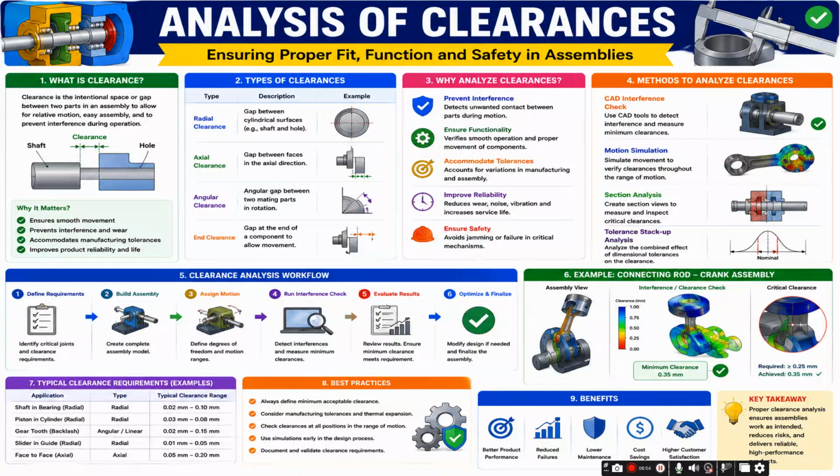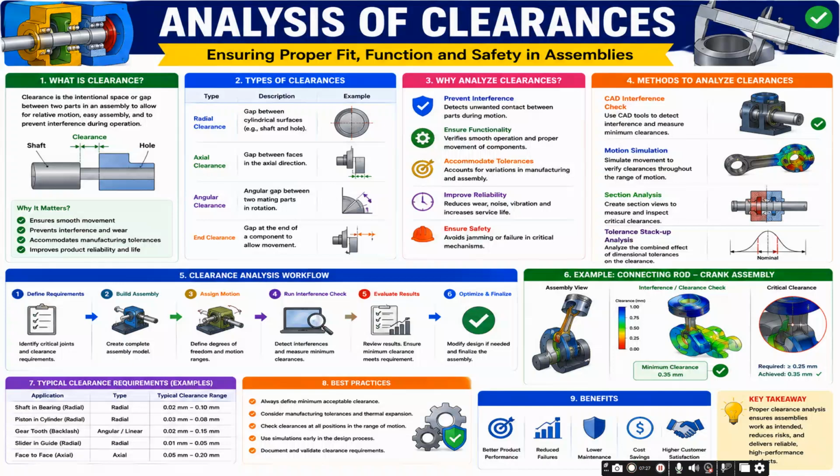It ensures smooth movement, prevents interference and wear, accommodates manufacturing tolerance, and improves product reliability and life. Types of clearance: radial clearance, axial clearance, angular clearance, and end clearance. Why analyze clearance? Prevent interference, ensure functionality, accommodate tolerance, improve reliability, ensure safety. Methods of clearance analysis: CAD interference check, motion simulation, section analysis, tolerance stack-up analysis.